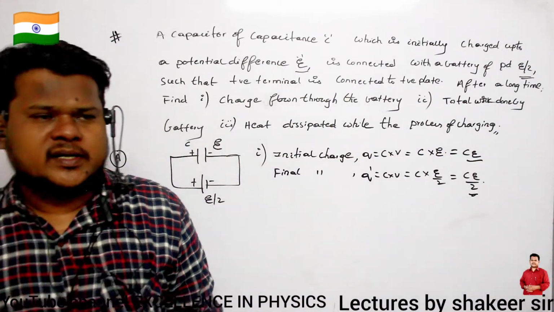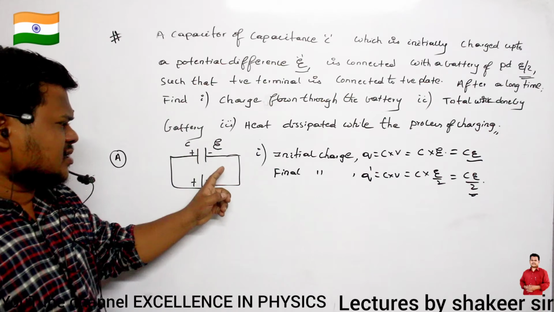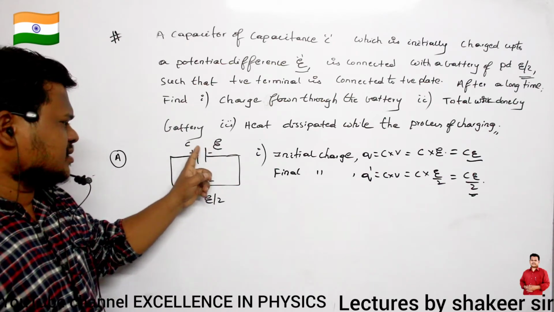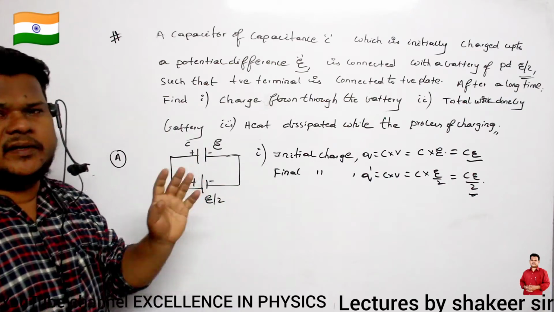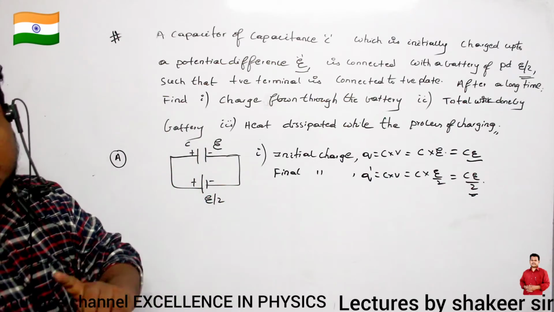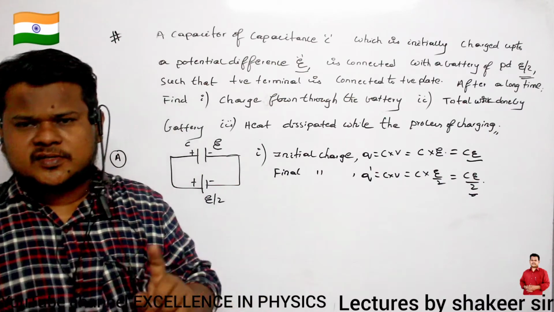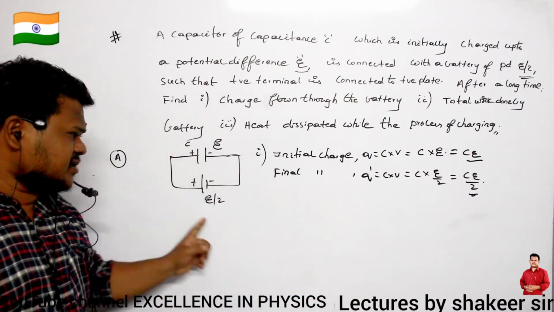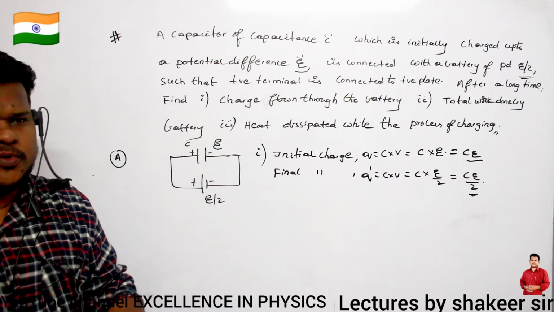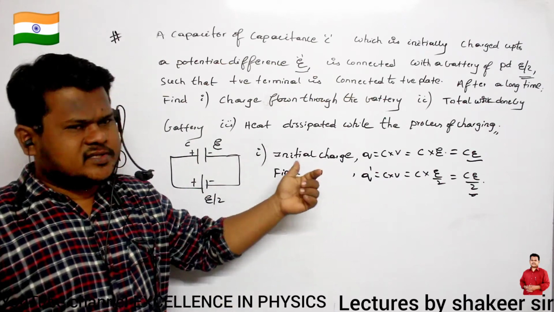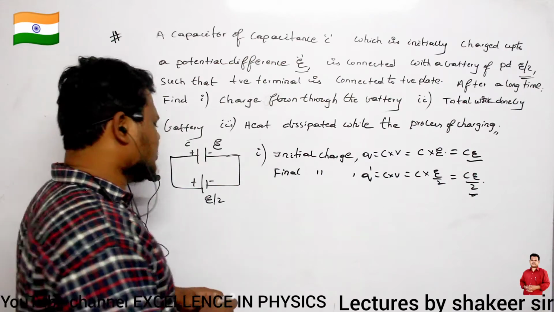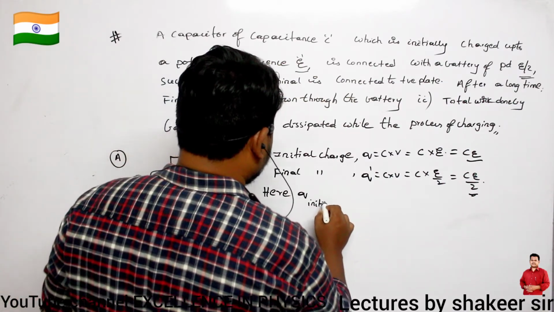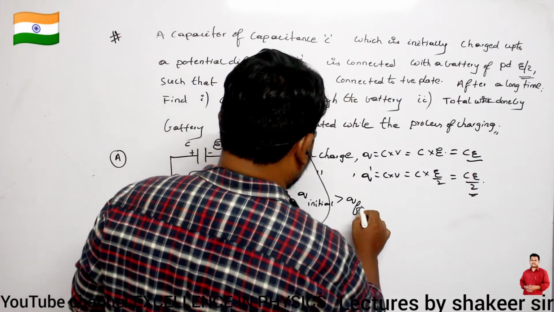We have to understand that some of the charge which was present in the capacitor has flown to the battery. Now here the battery is not supplying charge. Who is supplying charge here? The capacitor is supplying charge in this condition. Are you able to understand? Because initial charge is greater when compared to final charge. Here what I can write? Here Q initial is greater than Q final.